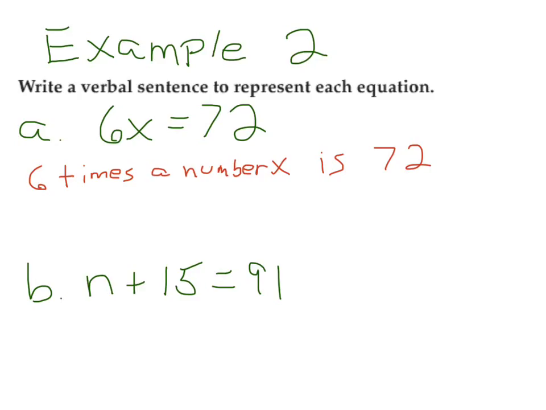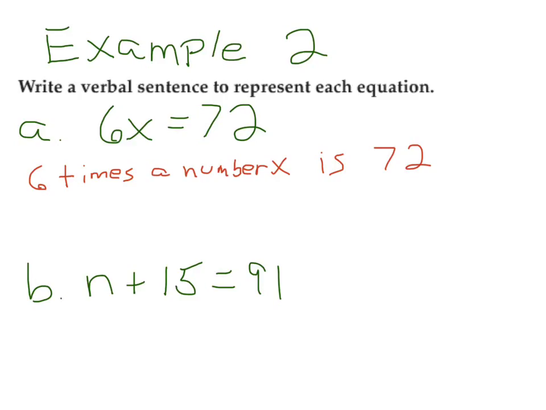Okay, pretty straightforward there. 6 times a number x, the x being the name of the number that we're talking about, is 72. And that one is kind of straightforward. I would imagine that most of us right away can look at 6x and state it as 6 times a number x without any difficulty.